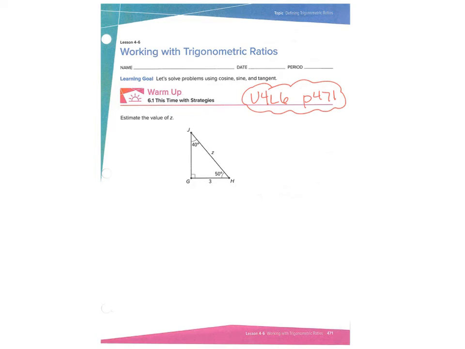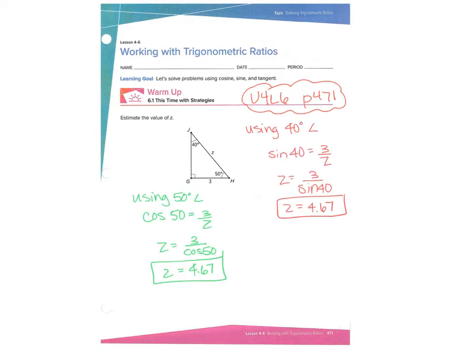Hi Geometry, this is Unit 4, Lesson 6, page 471 of our workbooks. You are asked to find the value of z. You have two angles given to you, the 40 degree and the 50, and you could use either one. So I'd like you to pause this video and calculate z, and then come back and see how you did.